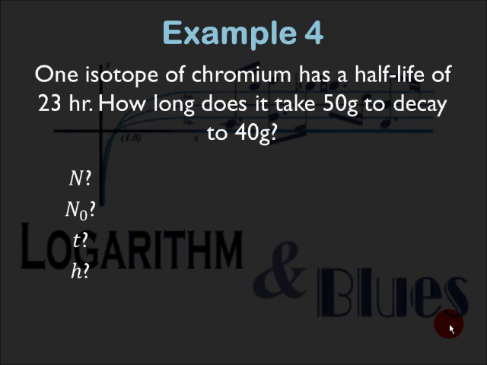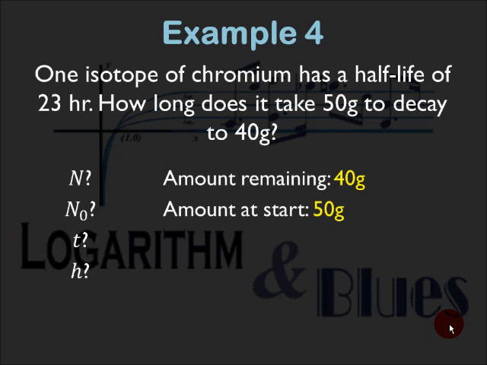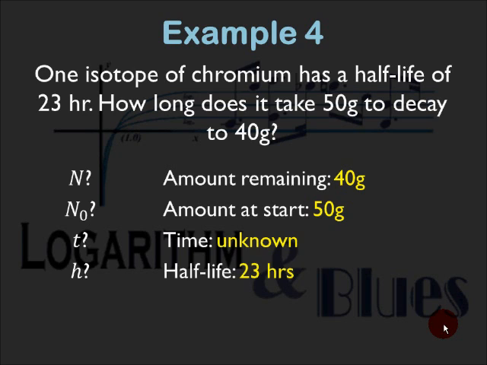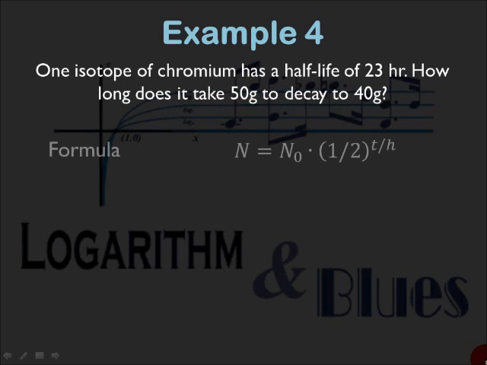Alright, here are the 4 possible variables. N represents how much you end up with, in this case 40 grams. N naught represents how much you started with, in this case 50 grams. T is the time it takes. We don't know how long it takes. That's what we're solving for. H represents the length of the half-life, in this case 23 hours. So you're going to be solving for T. Let's plug them into the formula and see what we get.